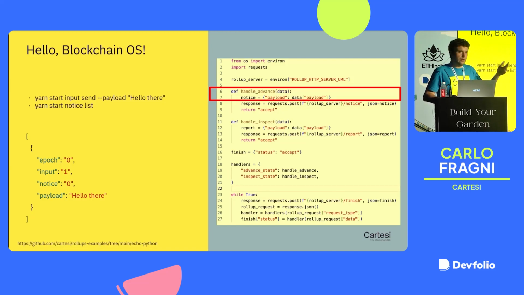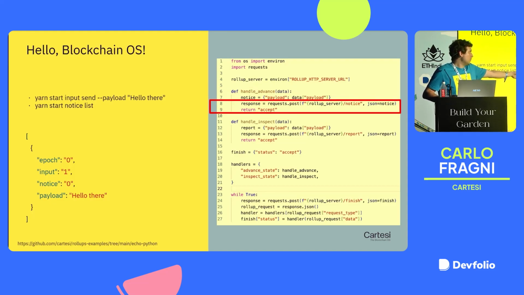It's an echo application, really simple. So it just picks up the payload that you received. It creates a new dictionary with a payload entry and putting whatever you received in there. And then, once again, a simple call. So you do a post on this notice endpoint with the payload that you just set on that dictionary. And that's it. You just emitted your first Cartesi event, which is a notice, with the payload you received from the blockchain itself. And you return accepted because, well, that's valid, so let's go forward.